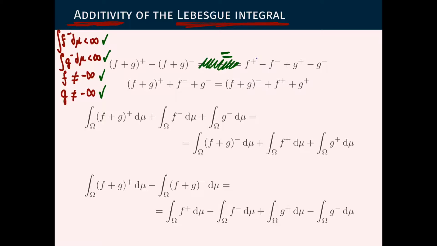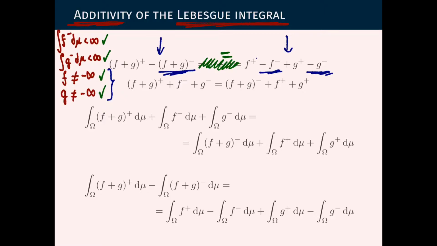And now we can use the assumption that f and g never take value minus infinity, which means this number here is a finite number, this number here is a finite number, and this number here is a finite number. Okay? They can be 0, but they cannot be negative. They cannot be infinite. So we can add g plus, f minus, g minus, f minus, and f plus g minus to both sides of this equation, because these are finite numbers.